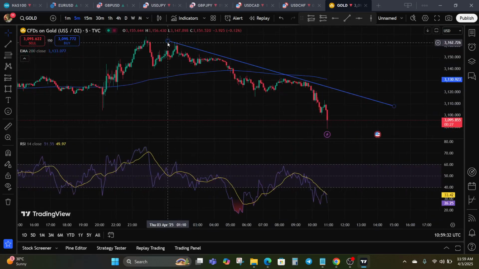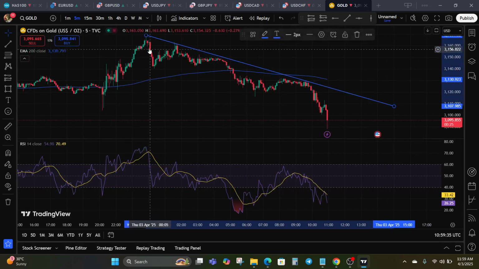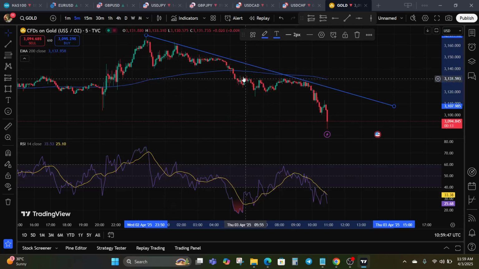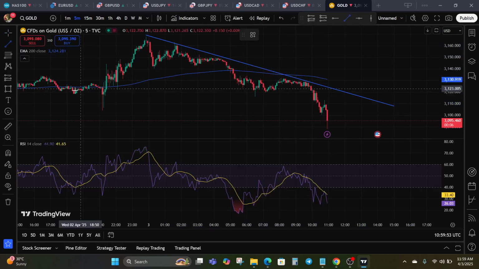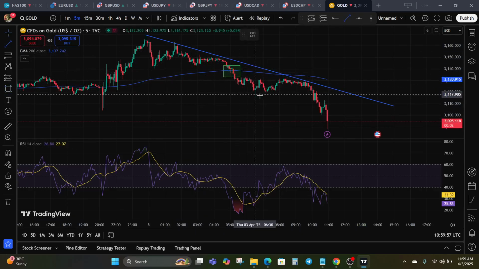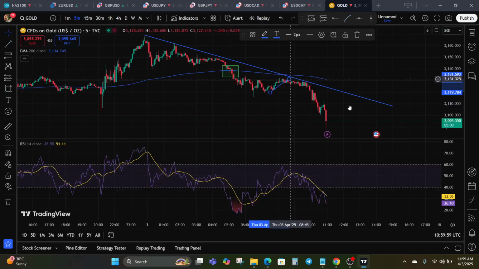Okay, so here we can see that we already had a first top, another lower high, another lower high. So we already notice that this is a sell trend at the moment. So you wait for the price to be below the 200 EMA. Can you see? This is where the price dropped below the 200 EMA. After that, you wait for a pullback to the 200 EMA again.